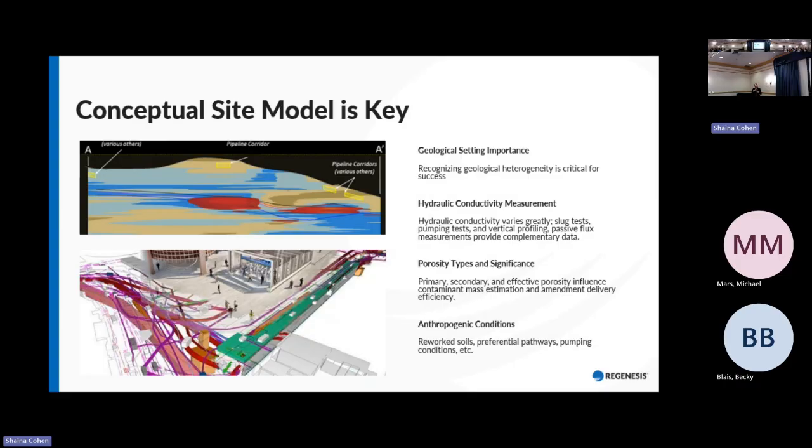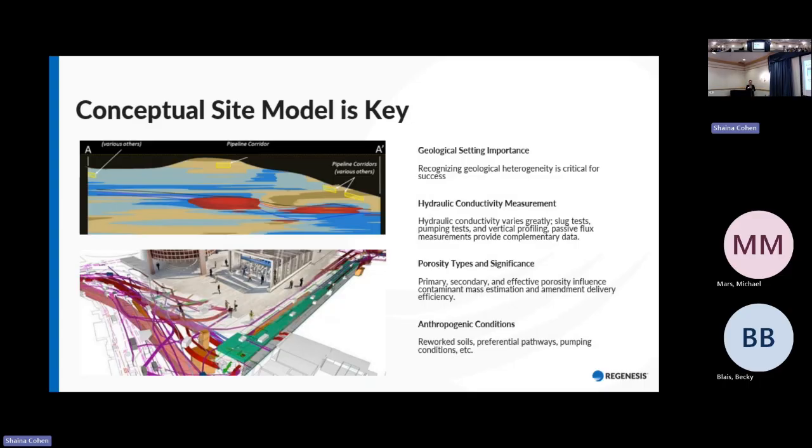Understanding that every single site has a lot of geologic heterogeneity, even for sites that we think are more homogeneous, there are always zones that have higher and lower permeabilities. So having a really good, high resolution data set can be extremely helpful. Understanding the primary, secondary, and effective porosities is huge.